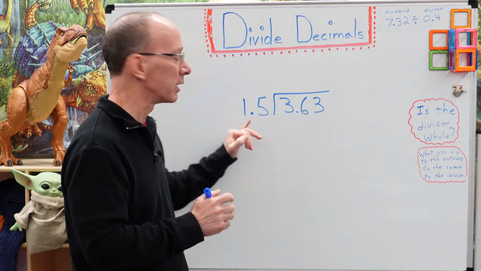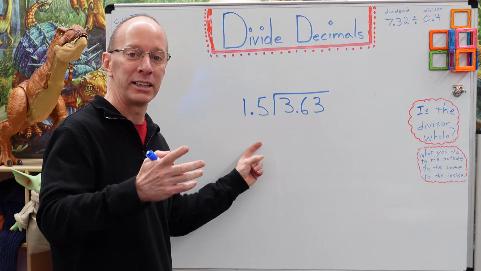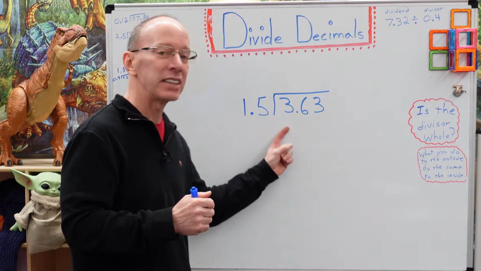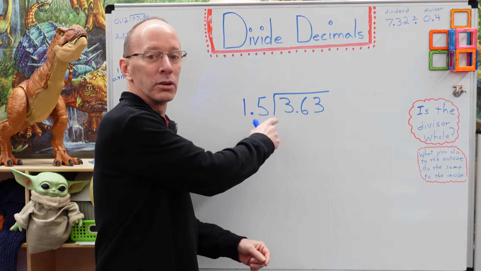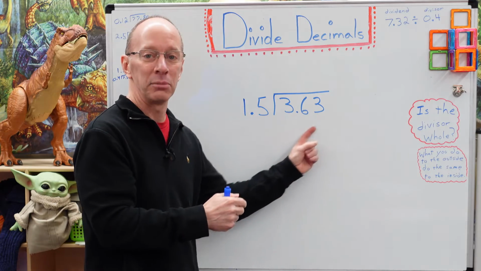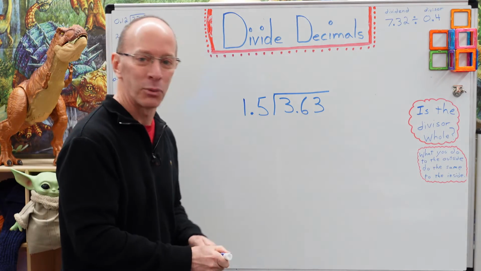Now there's a rule here that when we do this, whatever we move the decimal point in the divisor, we need to do the same thing for the dividend. So if we're going to move this 1 or 2 times here, we need to do the same thing 1 or 2 times. So let's begin. That's the best way to learn this.